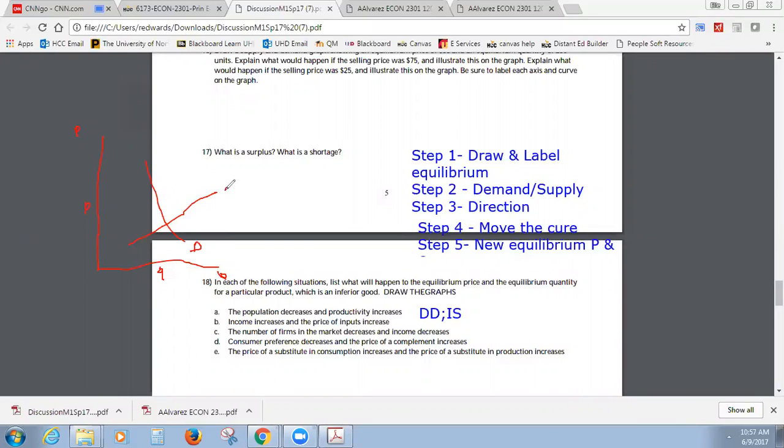I'm going to call this S, and so the answers all vary. A population decrease means the demand curve is going to shift to the left. Notice I didn't tell you anything about which is going to be a larger change, so you may have done a small change. So your graphs will look different from mine.